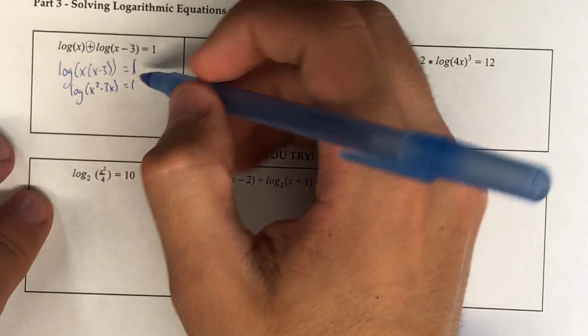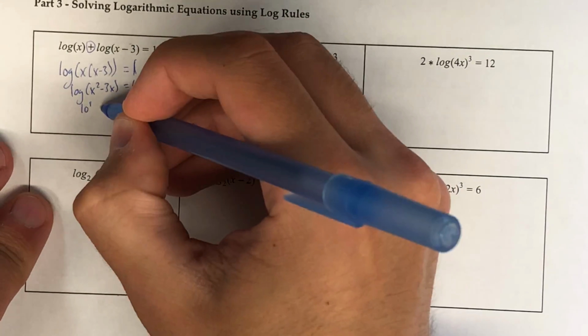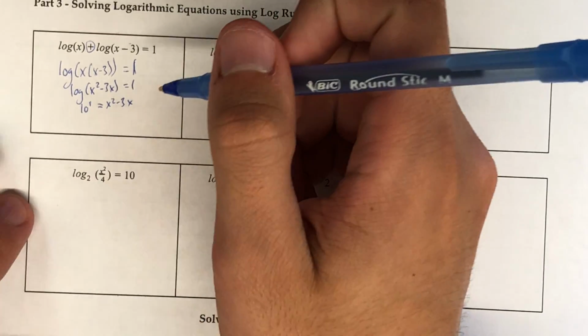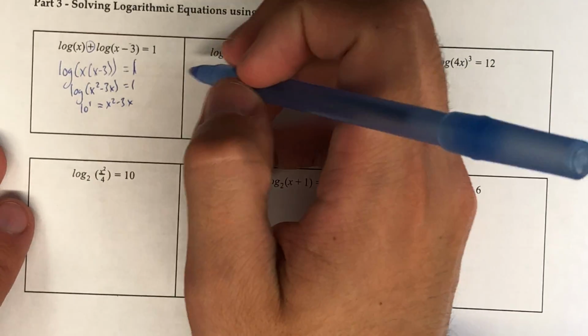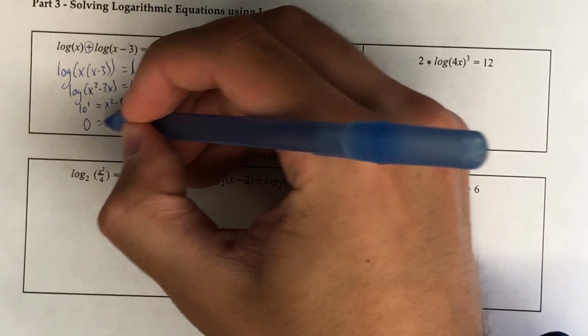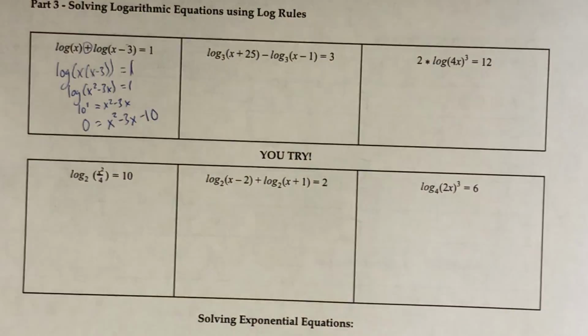We can convert to exponent form, so this will be 10 to the power of 1 equals x squared minus 3x. And we have a quadratic, so let's get everything to one side, set it equal to 0, and solve for x. So let's subtract 10 from both sides. We get 0 equals x squared minus 3x minus 10.